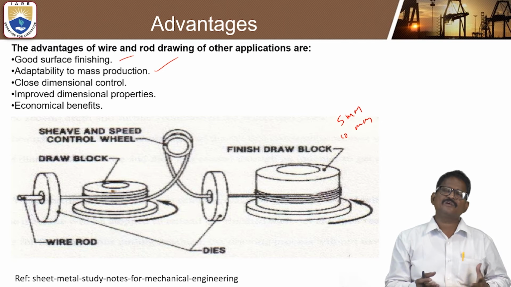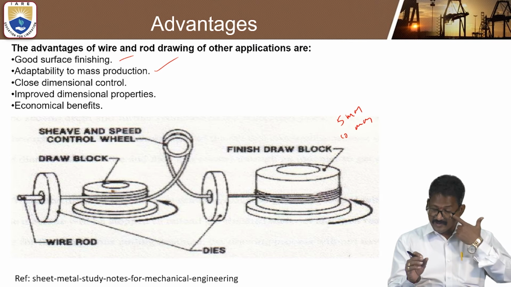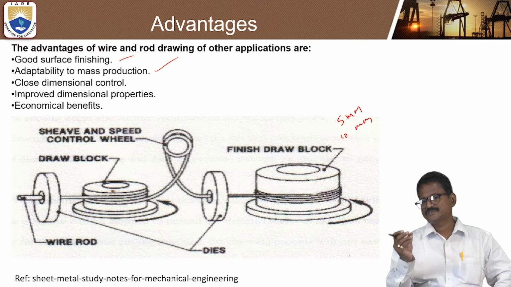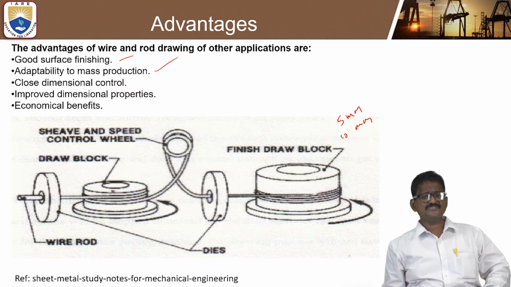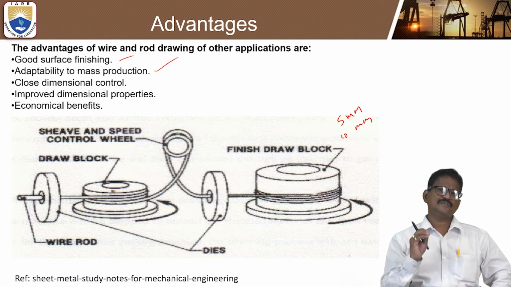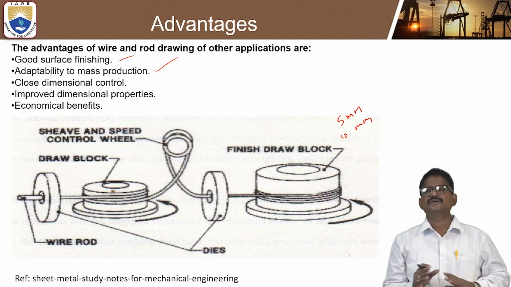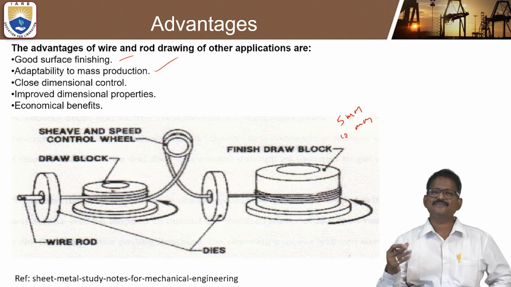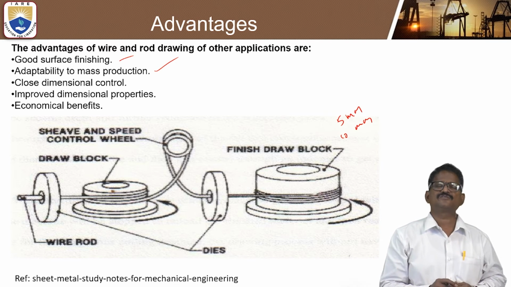And coming to the economical benefits also, a very small number of components or setups will be there, even for large size and shape of wire drawing components can be obtained in this process. Okay, so these are some of the major important advantages of wire drawing and dry drawing. By this process, good surface finishing and adaptability to mass production, tonnages of raw material can be performed. So you need to focus on close dimensional control.